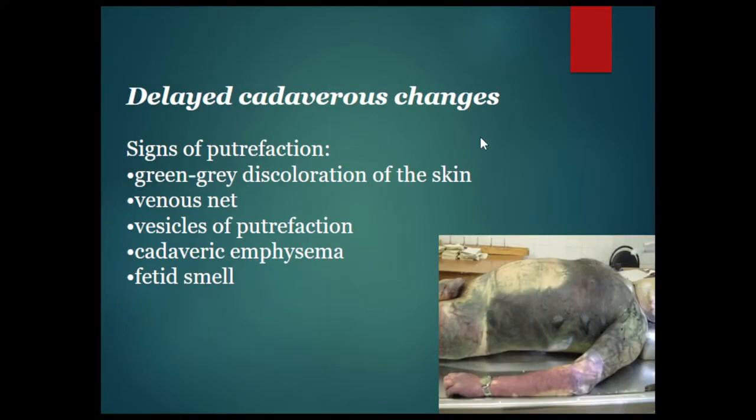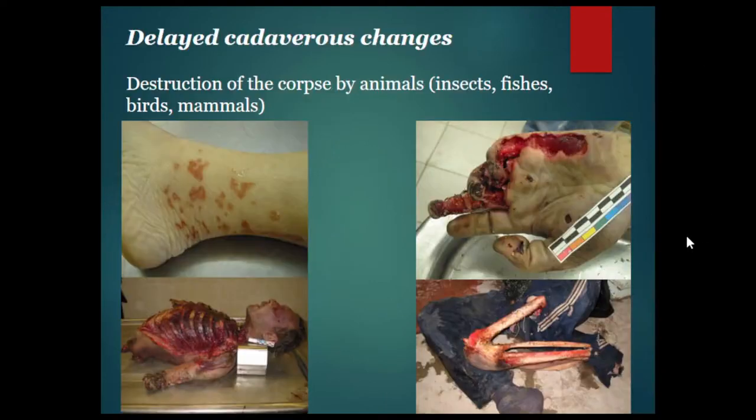In putrefaction, we see such signs as greenish, grayish discoloration of the skin, venous net around the entire body, vesicles of putrefaction. Here you could see them on the side of the chest. These vesicles contain odorous fluids, and cadaveric emphysema. This fetid smell, which is felt around the body, is also well known. We will not describe it much.